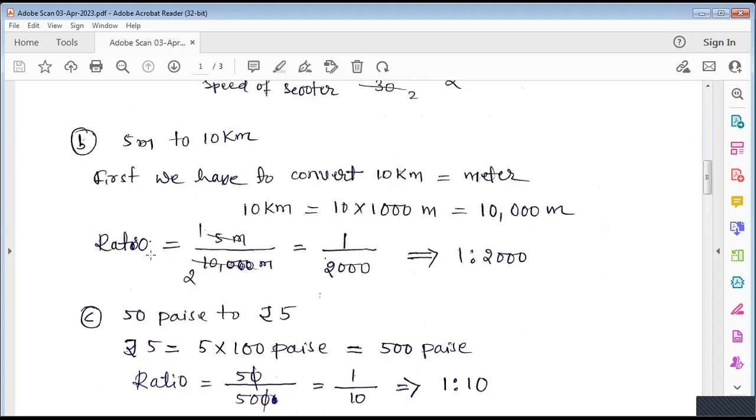And now you take the ratio. 5 meter by 10,000 meter, and you cancel it. So you are getting 1 divided by 2000, because here it goes 5 ones are 5, 5 twos are 10, and 3 zeros you just put. So it becomes 1 divided by 2000. So the ratio becomes 1:2000.